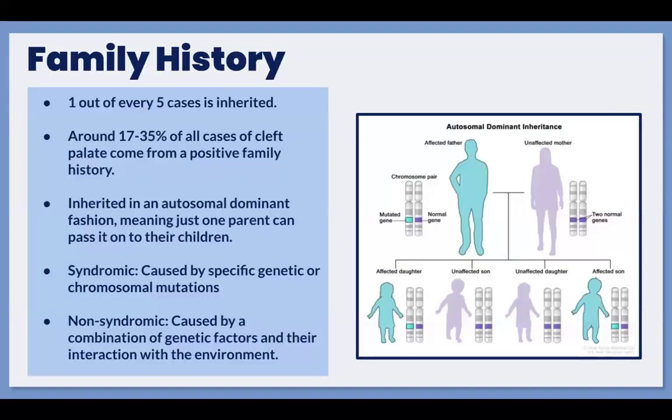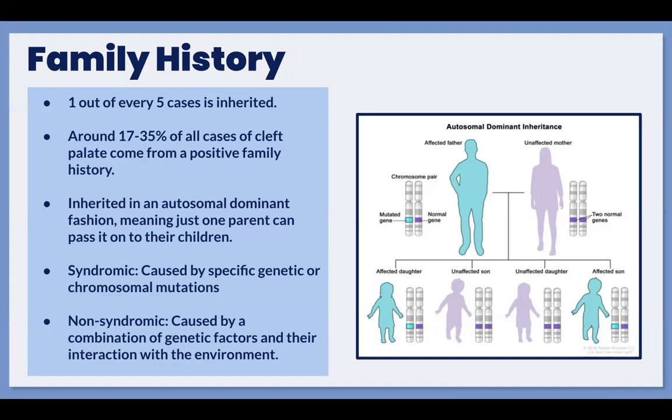So family history, 1 out of every 5 cases is inherited. That is around 17 to 35% of all cases coming from a positive family history. It is inherited in an autosomal dominant fashion. This just means that one parent can pass it on to their children. And this image on the right-hand side shows an affected father who has one mutated gene can pass it on to 50% of his children. And then an unaffected mother doesn't matter because the father has that one mutated gene that can be passed on to the offspring.